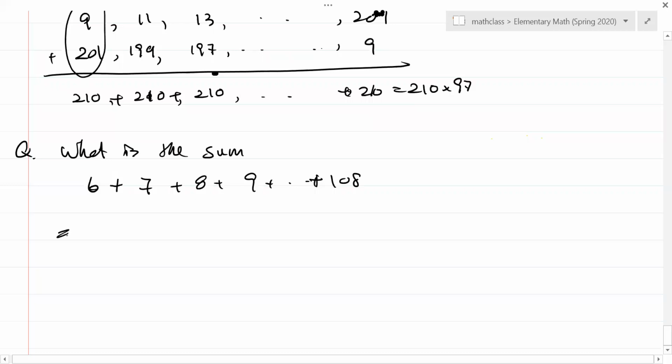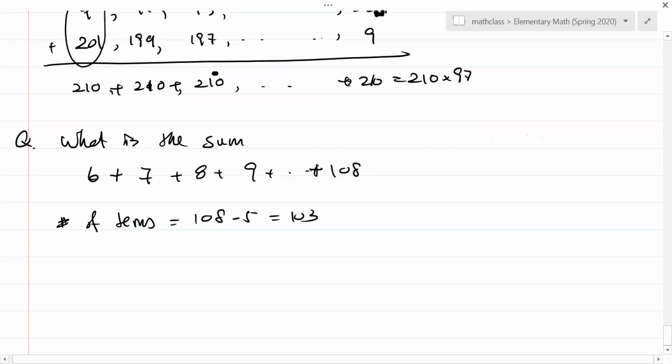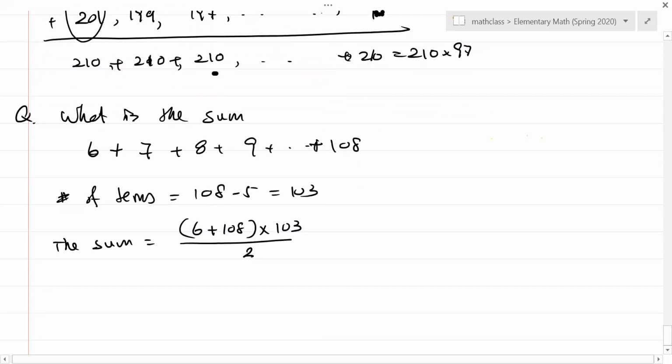All right, so first of all, the number of terms is going to be 108 minus 5, which is 103. Okay, so you got this. Then, if you use the formula, the sum is going to be the first term plus the last term, multiplied by the number of terms, divided by 2. You should know how to get the formula, even if you apply it. So 6 plus 108 is 114, and 114 multiplied by 103, and then divided by 2. So the answer is 5,871. Right?